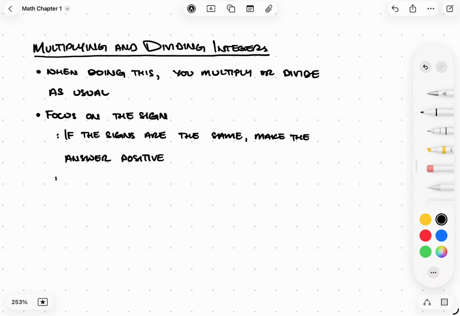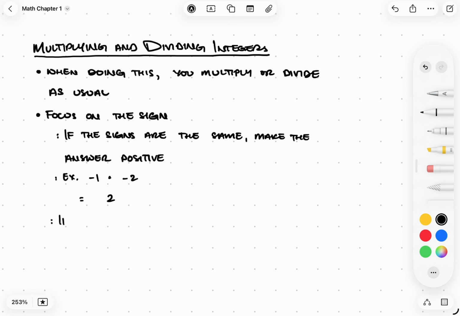So let's do an example here. We already know what +1 times +1 is. Let's do -1 times -2. You'll then get an answer that is +2. That would be the example there.